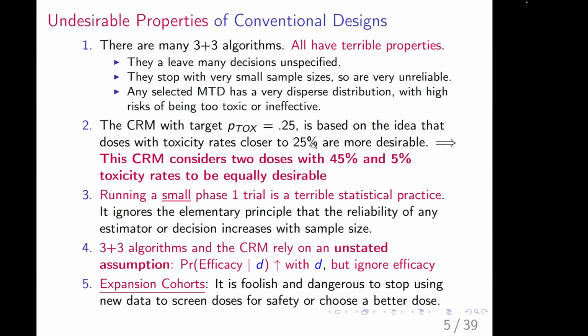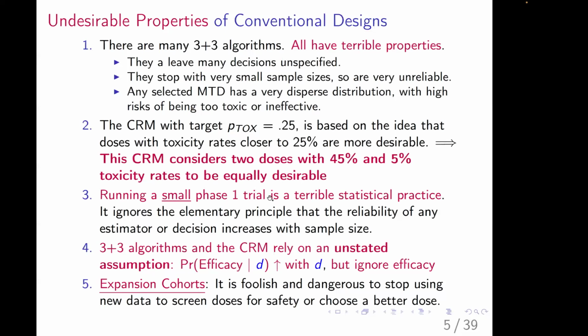The CRM, it turns out, if you think about it, is rather strange. Say you've got a CRM where the target probability is 0.25. It's based on the idea that the doses with toxicity rates closer to 25% are more desirable. One implication of that is that two doses with 45% and 5% toxicity rates are equally desirable, as insane as that sounds. I could talk about that for an hour.